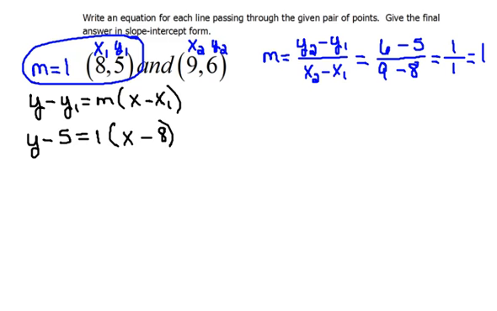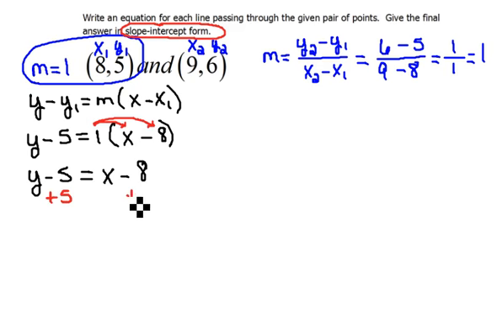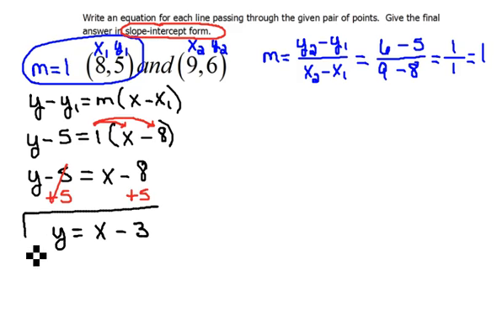And now we can go ahead and simplify this, solve it for y, because it told us to write it in slope-intercept form. So we have y minus 5 equals 1 times x would be x, 1 times negative 8 would be negative 8. And now to get y alone, we're going to have to add 5 to both sides to get y equals x minus 3. And again, it doesn't matter which one of the points that you use, you will get the exact same answer.